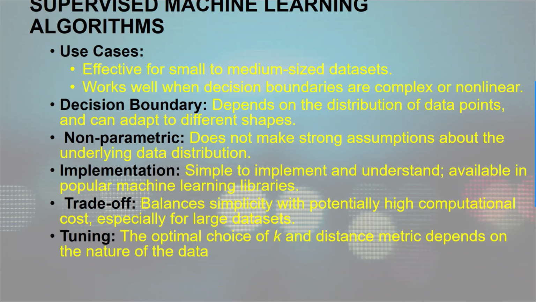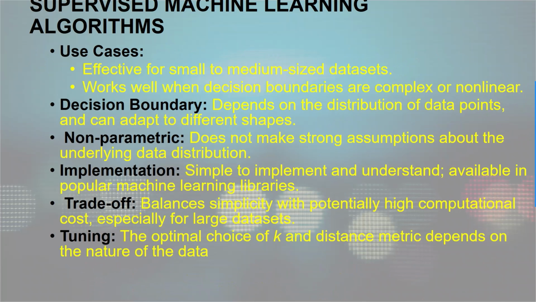Next, we have some of the use cases, which is effective for small to medium-sized data sets. It works well when decision boundaries are complex or non-linear. Then we have decision boundaries, which depend on the distribution of data points and can adapt to different shapes. Then we have non-parametric, meaning it does not make strong assumptions about the underlying data distribution.